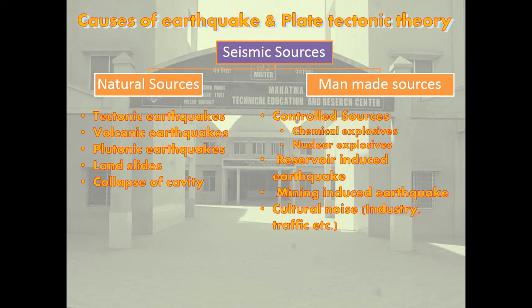And these are the man-made sources, different types of man-made sources: chemical explosive, nuclear explosive, reservoir induced earthquake, mining induced earthquake, cultural noise.